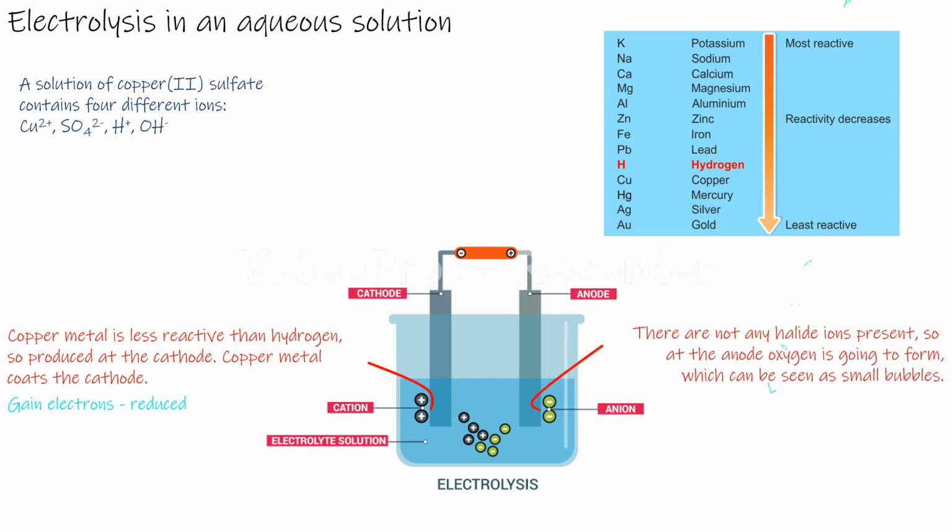On our positive anode, there are no halide ions present, so no bromine, no chlorine, and no iodine. So at this anode, oxygen is going to form, which will be seen as small bubbles.